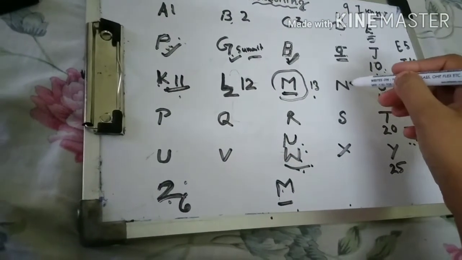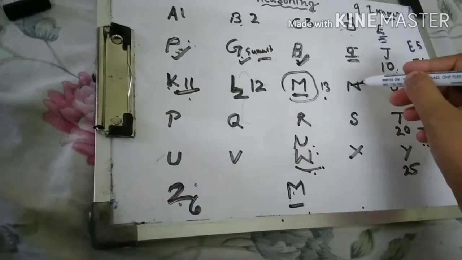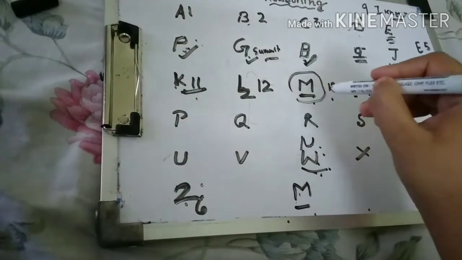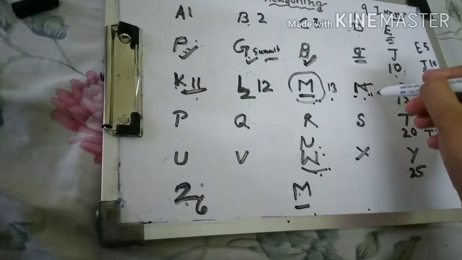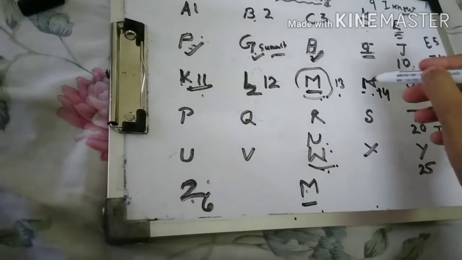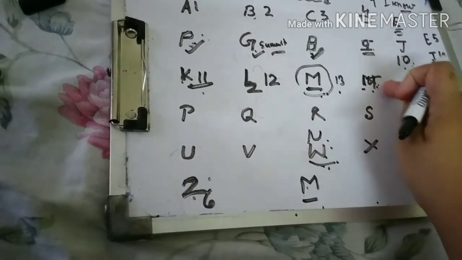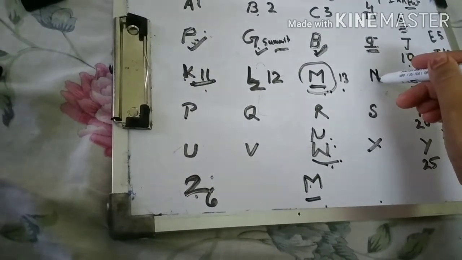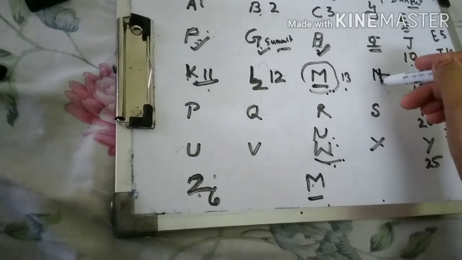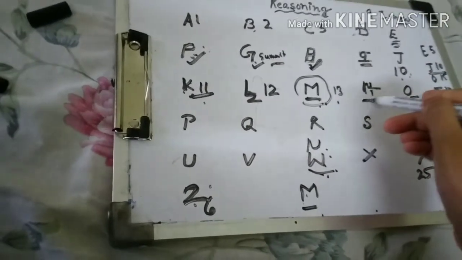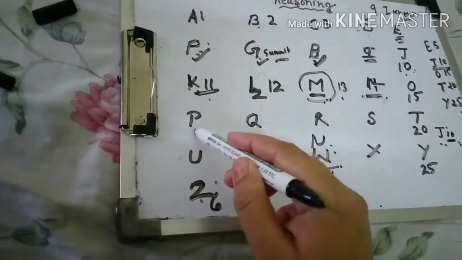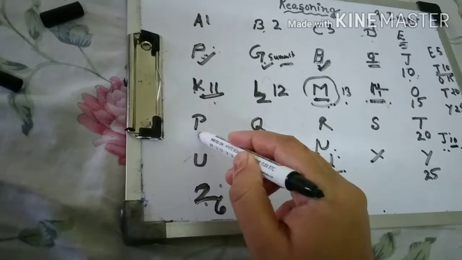N stands for 14. This is also very simple to remember. 1 for 14. N, or you can also remember like this, M is always 13, so N is 14. You can make a number like this also here. I'll show you one more time. N, so you can make an image in your mind like 14. I think you understood what I want to say. N14, N14, O15.